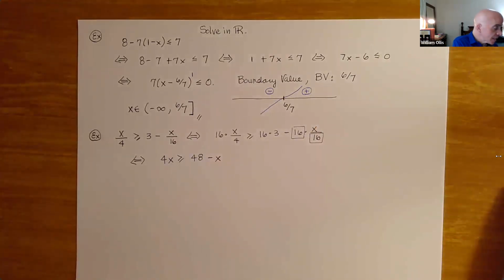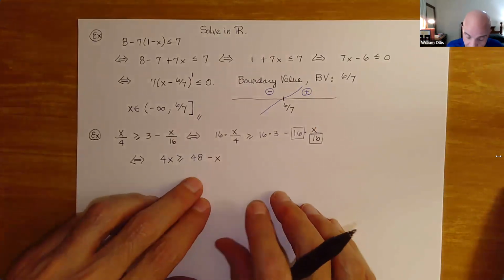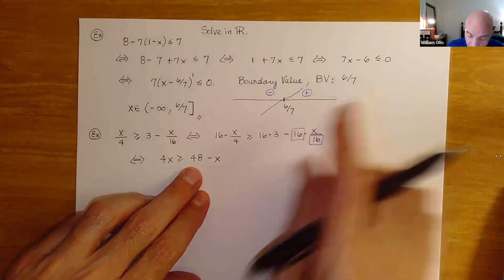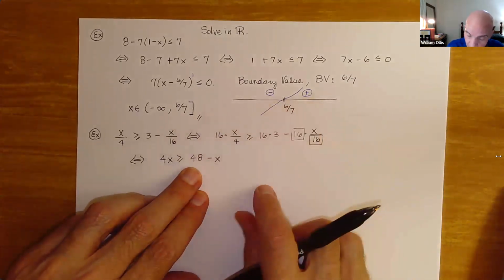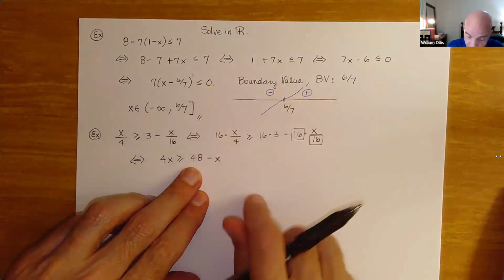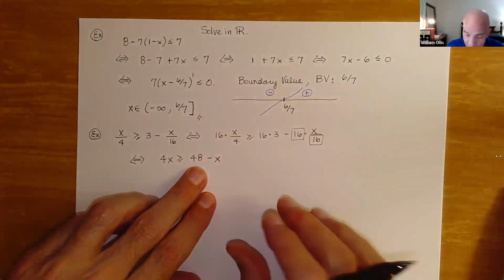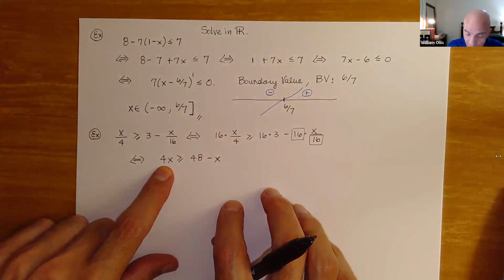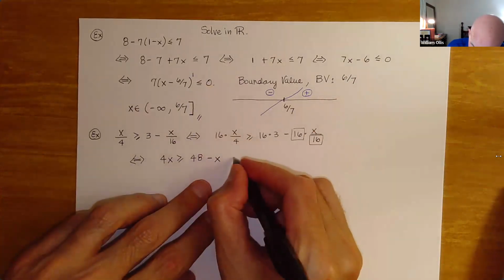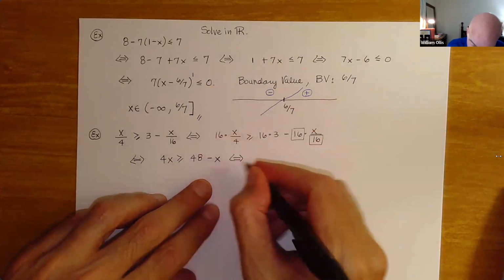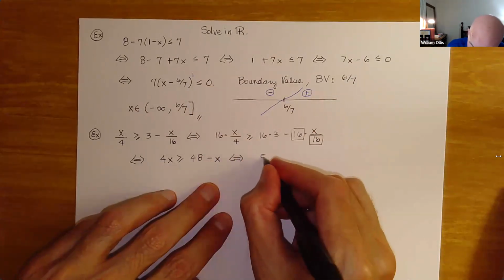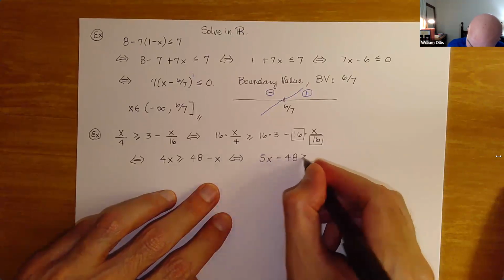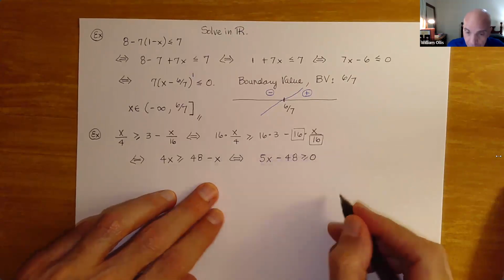Now, what's interesting about this particular problem is that it's starting to look just like this. So let me just advise you, if we go ahead and look at it like this again, we can get used to the BV technique. So now first we're going to add x to both sides, and then, of course, subtract the 48. So equivalently, we get x plus 4x, which is 5x, minus 48. And this will be greater than or equal to 0.